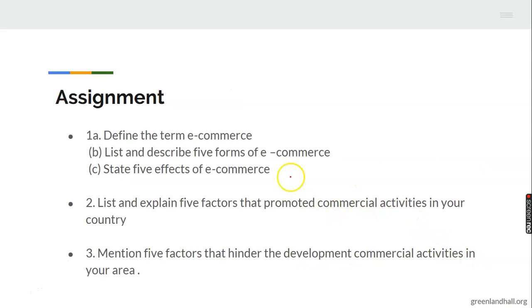Assignment 1A. Define the term e-commerce. B. List and describe 5 forms of e-commerce. C. State 5 effects of e-commerce. 2. List and explain 5 factors that promoted commercial activities in your country. 3. Mention 5 factors that hinder the development of commercial activities in your area.